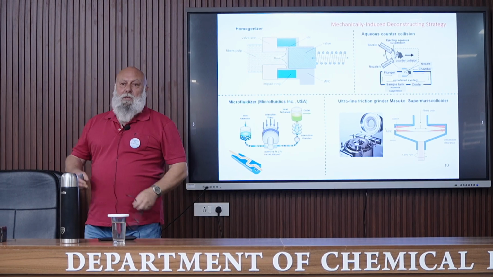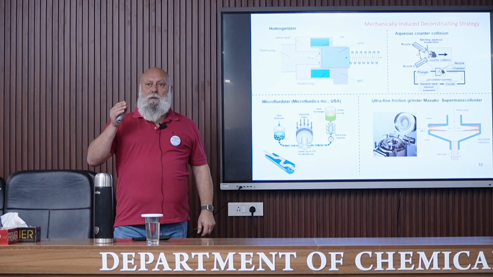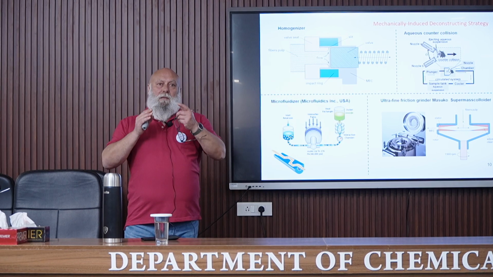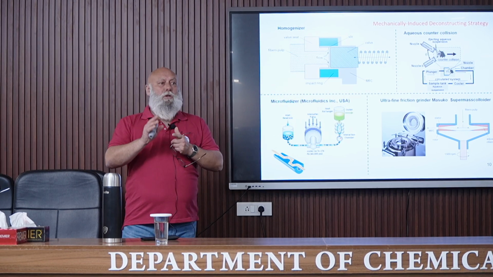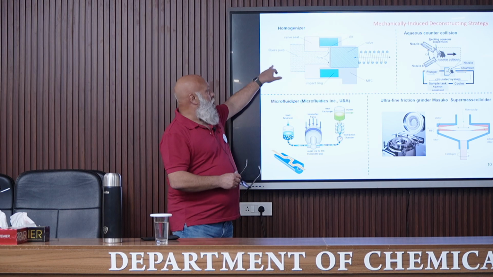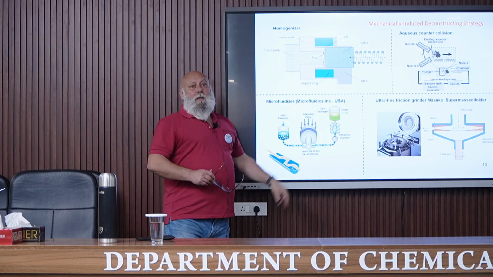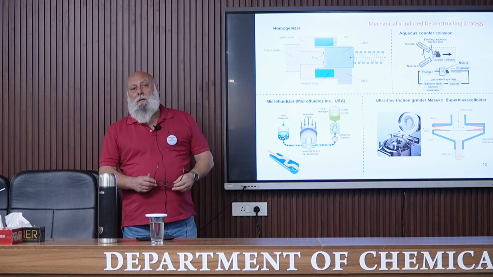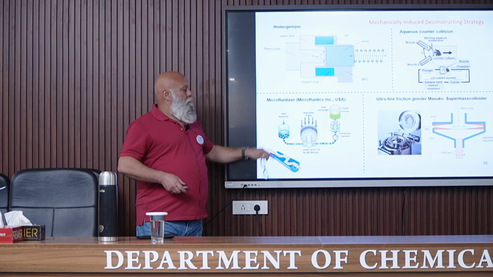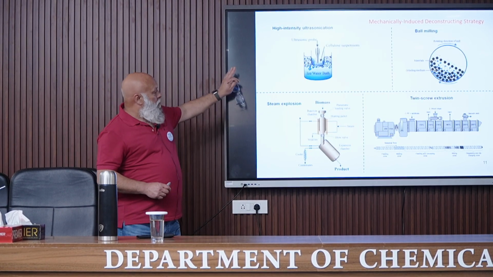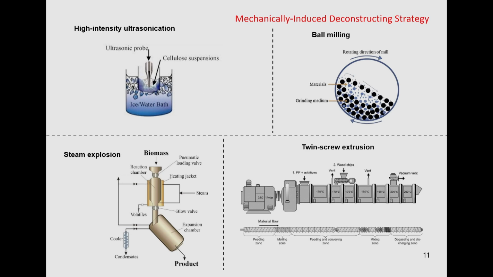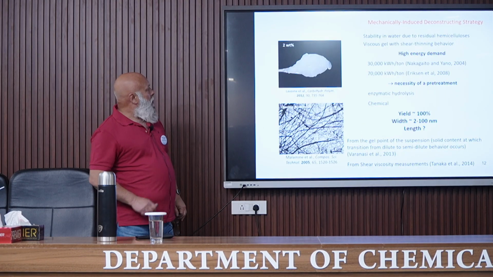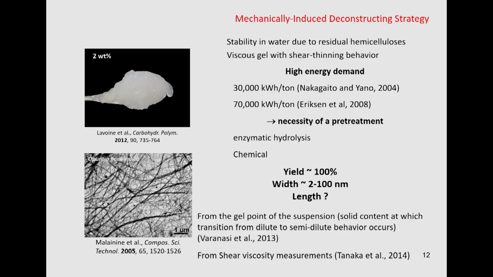When the fibers pass through this very thin slit, they are subjected to strong shearing action. Progressively, after several passes, we can obtain a more or less fibrillated material. Some other equipment can also be used: ball milling, ultrasonication, steam explosion, twin screw extrusion, which are more marginal, let's say. And this is the aspect of the material obtained after this mechanical treatment.